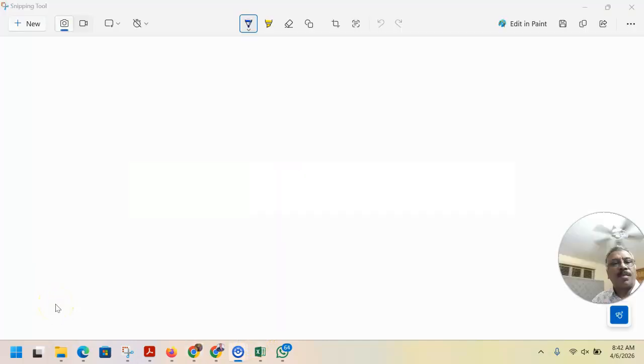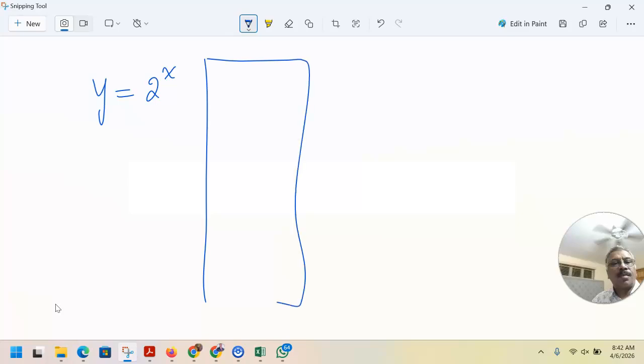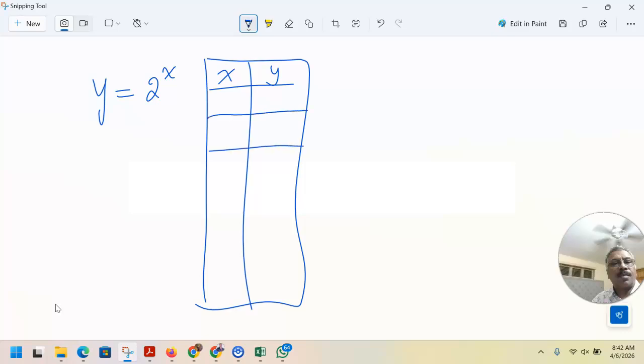Okay, before we go to the next example, it is better to know what is the meaning of this 2 raised to x. So what does this basically mean? We can make a table with x and y, and each time we can plug in some numbers. I'll put 0, -1, -2, and -3, and then 1, 2, and 3.